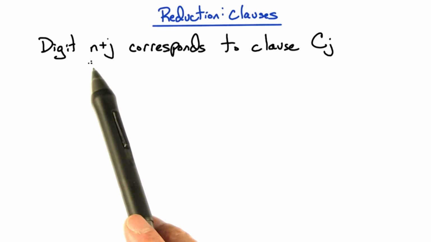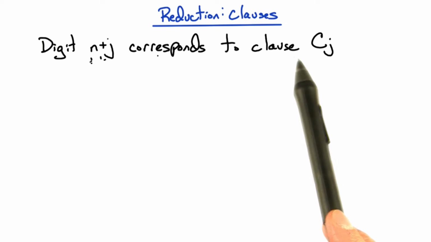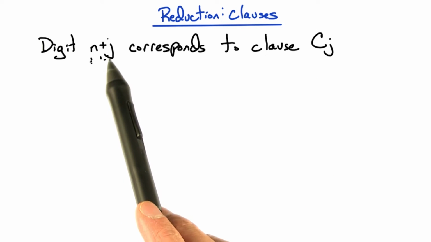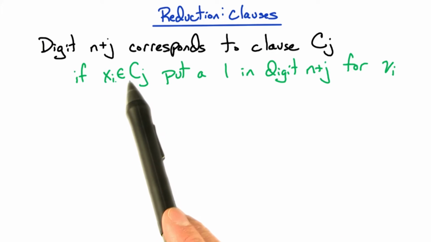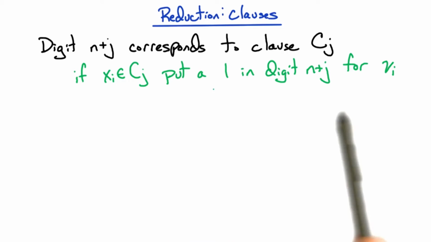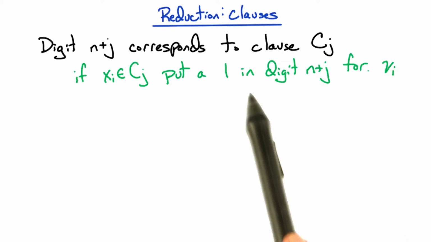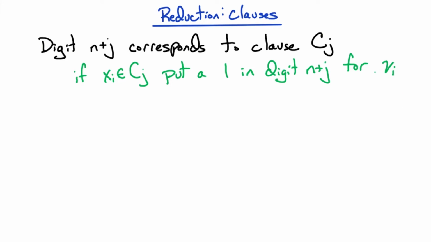The first n digits correspond to the variables, so the next m digits correspond to the clauses. So digit n plus j is going to correspond to clause cj. If the literal xi appears in the clause cj, well, xi, this literal, corresponds to this number vi. So we're going to put a 1 in digit n plus j for this number vi.